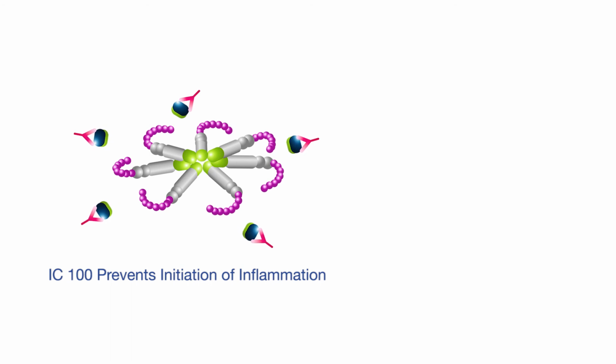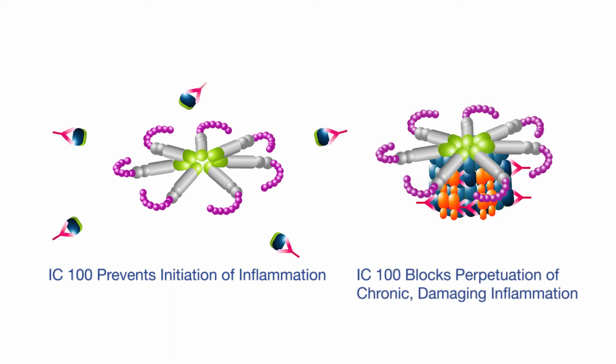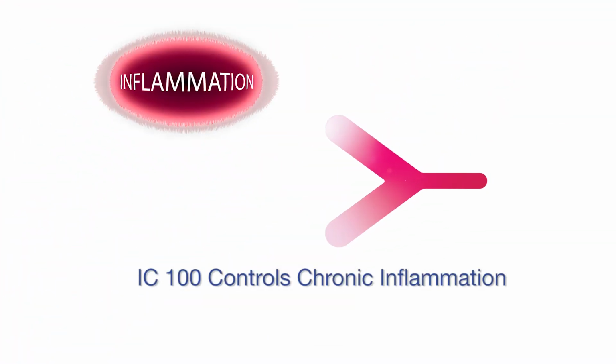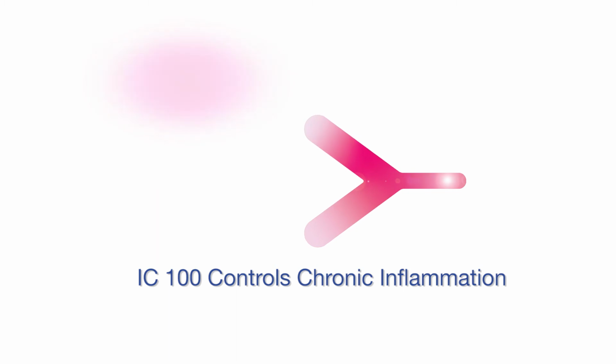In summary, IC100 is a novel ASC inhibitor that blocks inflammasome formation, preventing initiation of inflammation. It also interferes with ASC speck function, blocking perpetuation of inflammation. This controls chronic inflammation that contributes to disease.